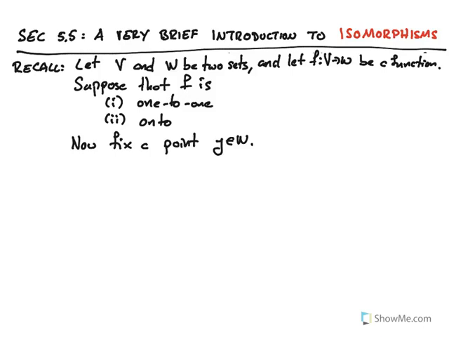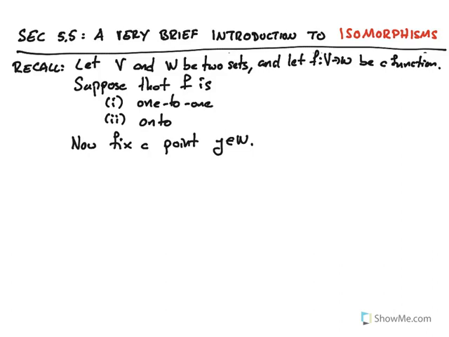We've arrived at section 5.5, where we're going to talk about vector space isomorphisms. And we're not going to cover this section in any great depth, but there are some concepts here that are very useful to know about. So before we start to talk specifically about maps between vector spaces, let's just review some properties of general functions.